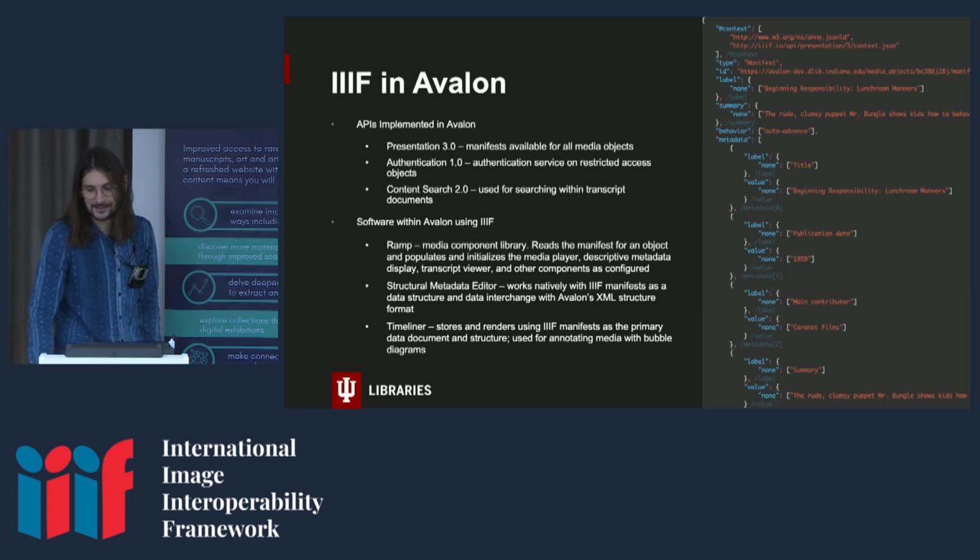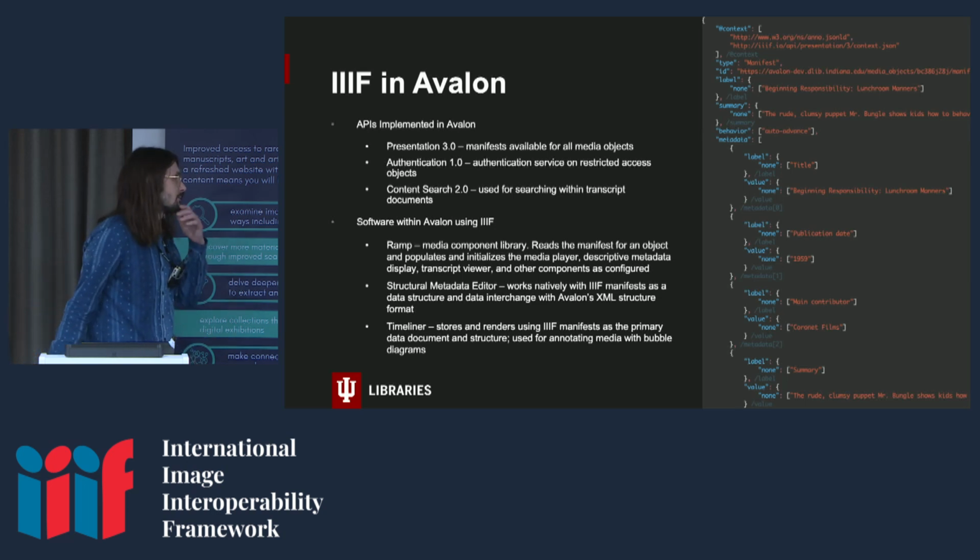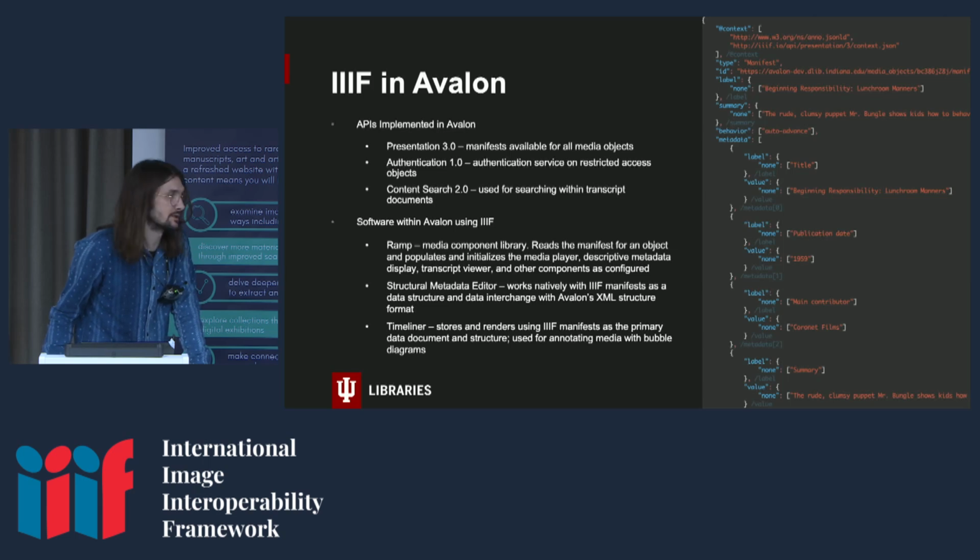So we have other software in Avalon that uses IIIF. The biggest one is RAMP, which is our media component library written in React. It reads manifests and renders different things out to the page depending on the components that you configured. We also have a structural metadata editor, which is defining tracks or sections of ranges, that uses IIIF under the hood, and then Timeliner, which is a piece of software that is separate but built into Avalon that creates bubble diagrams to annotate audio and video resources visually.